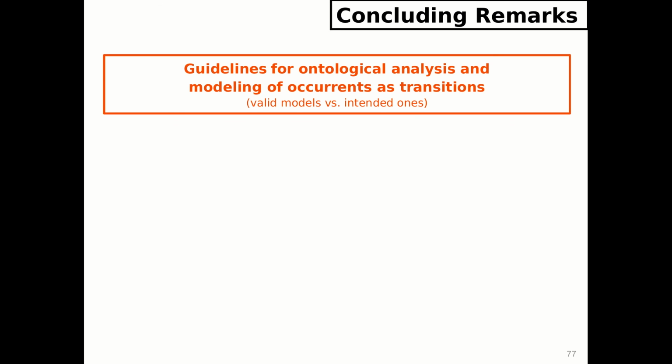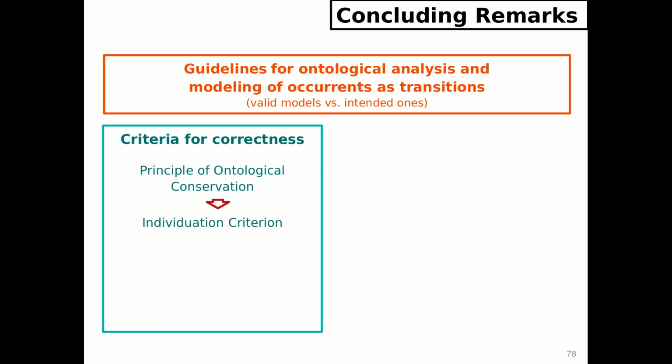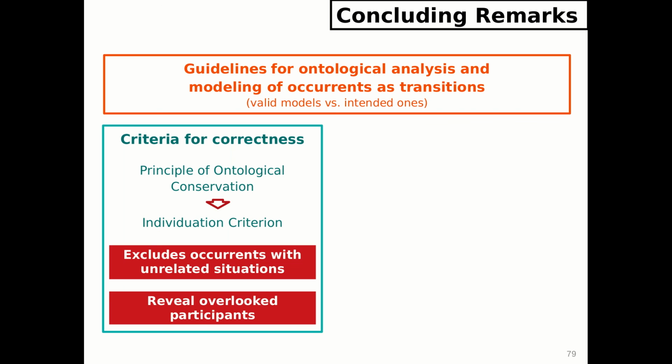The notions, definitions, and types proposed in this work provide guidelines for the ontological analysis and modeling of occurrents as transitions, intended to approximate the set of valid models to the set of intended ones. They do so by providing some criteria for assessing the correctness of models of occurrence. With the principle of ontological conservation, we arrived at an individuation criterion that allows us to exclude occurrences with unrelated situations and to review overlooked participants in problematic models.